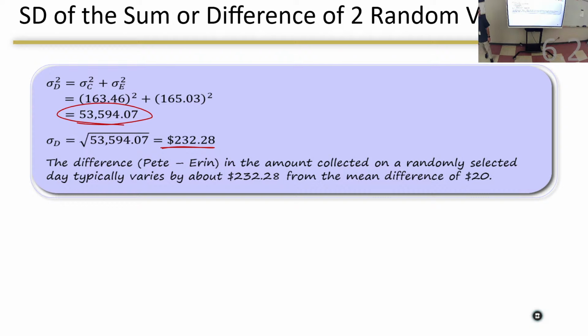The difference of Pete minus Aaron in the amount collected on a randomly selected day typically varies by $232.28.